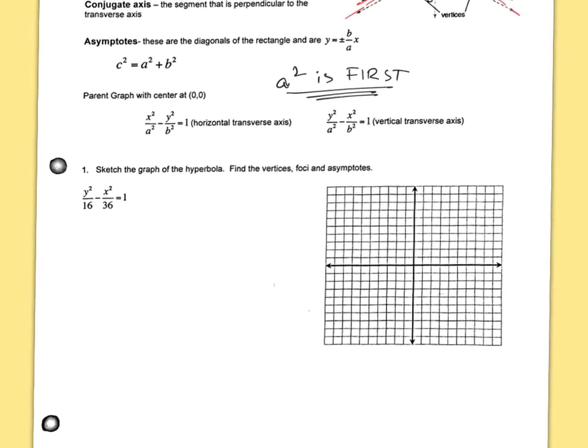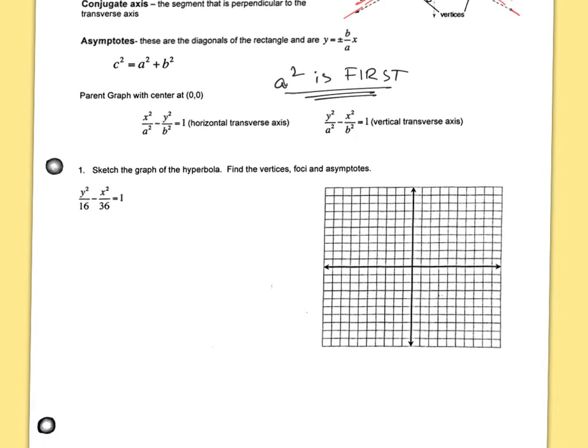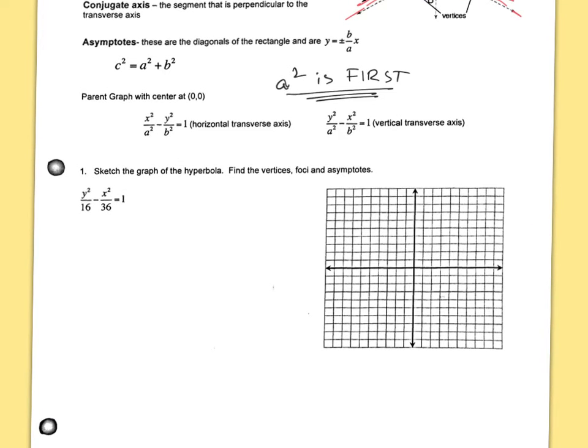That's obviously very different. So the center is across the top. That's 0, 0. A squared is first. It's not bigger. It's first. So up and down, because that's your y, we're going to go 4. These are the vertices. So the vertices are at 0, plus or minus 4. So then left and right, we're going to go 6. These don't have names.